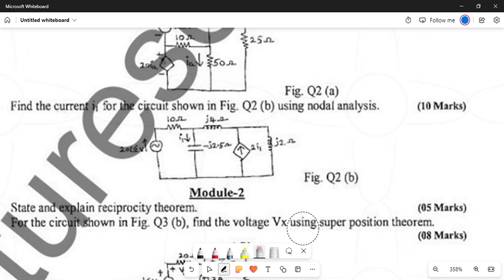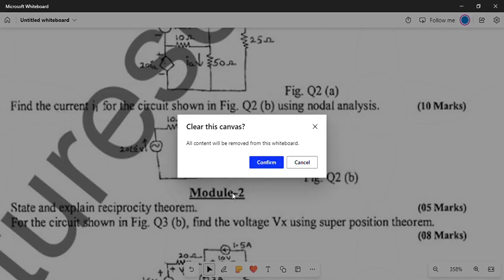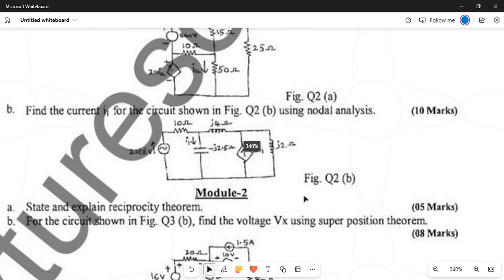That is why I always try to repeat the procedure and start the problem, because you get to know things in a better manner. Let me clear this canvas and go back, just a minute. Once again, I'll take up the question.